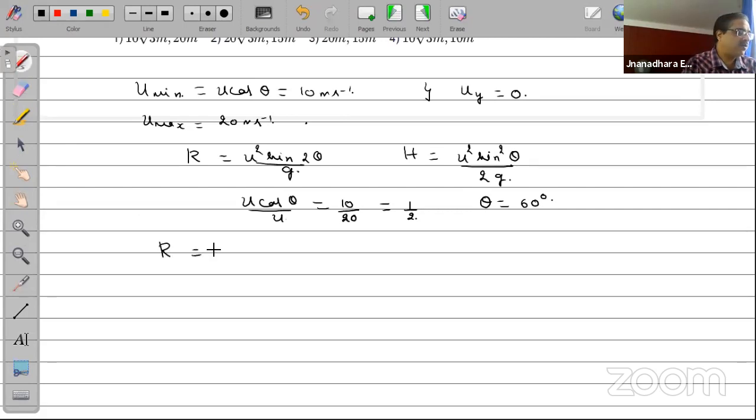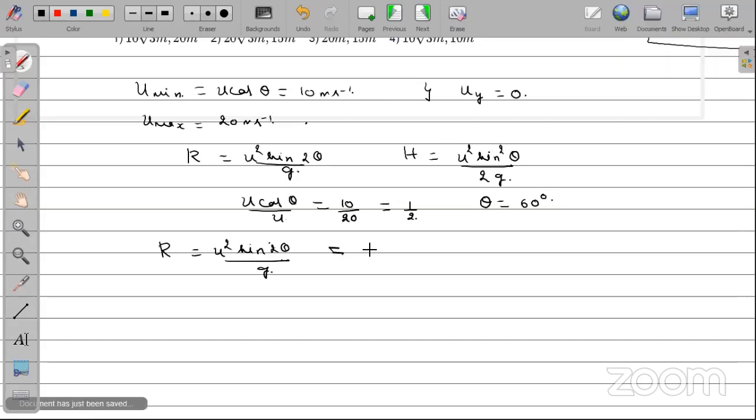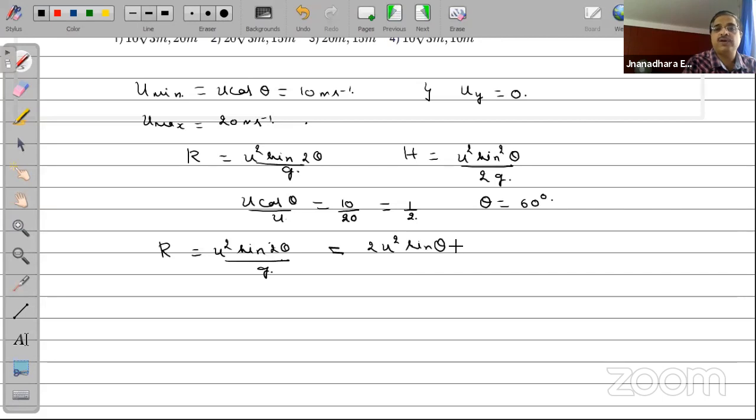The range will be equal to u square sine 2 theta by g. By the way, this can also be written as 2 u square sine theta cos theta by g. I told you, this will be a very useful one. Now the problems here appear to be a little challenging. I want that, because in projectile motion these are the kinds of problems you will find difficult to solve, so I'm taking it up and solving it for you. Cos theta sine theta divided by 10.